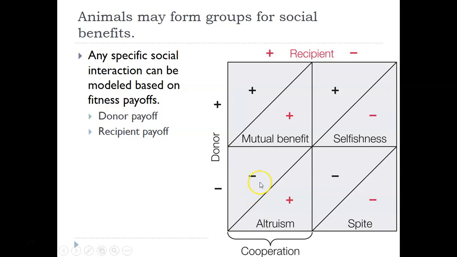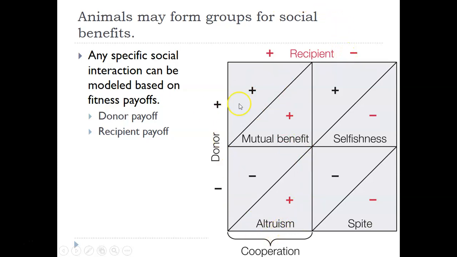You could also have a situation where the donor is actually suffering some sort of a cost. They're paying out some sort of a cost, but it's for the benefit of a recipient. And this is sometimes referred to as altruism. A pure altruism would be where you're paying some kind of cost, you're not benefiting from a behavior that you're doing, but someone else is benefiting from that behavior. And both of these are considered to be examples of cooperation in a big sense, which would be cases where the recipient is benefiting from the behavior that you are doing to them.